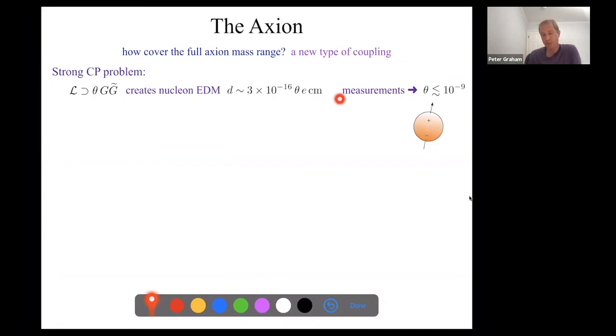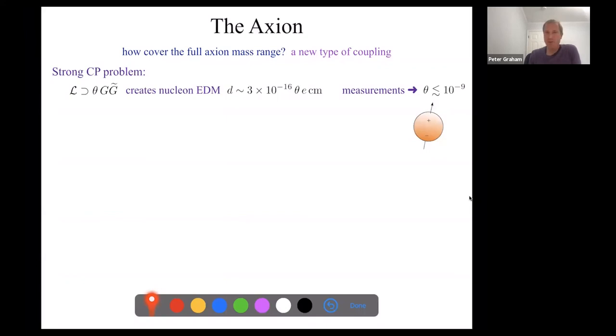It should have existed. We should have seen an electric dipole moment for the nucleon a long time ago, but we didn't. It appears to be close to zero to nine digits. In fact, we've never seen it at all. So it may be much smaller than this. That's the strong CP problem. Actually, I should say, is that clear? I mean, that was a very quick introduction to the strong CP problem, but are there questions on that? That's the basic idea.